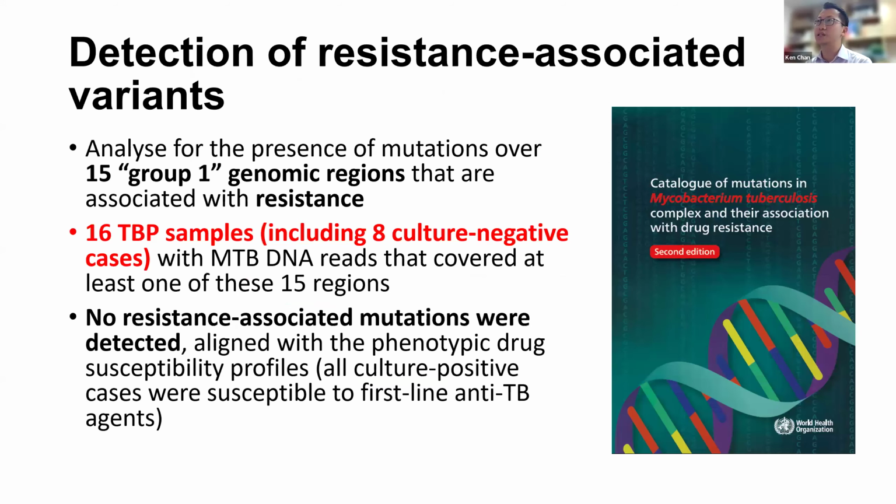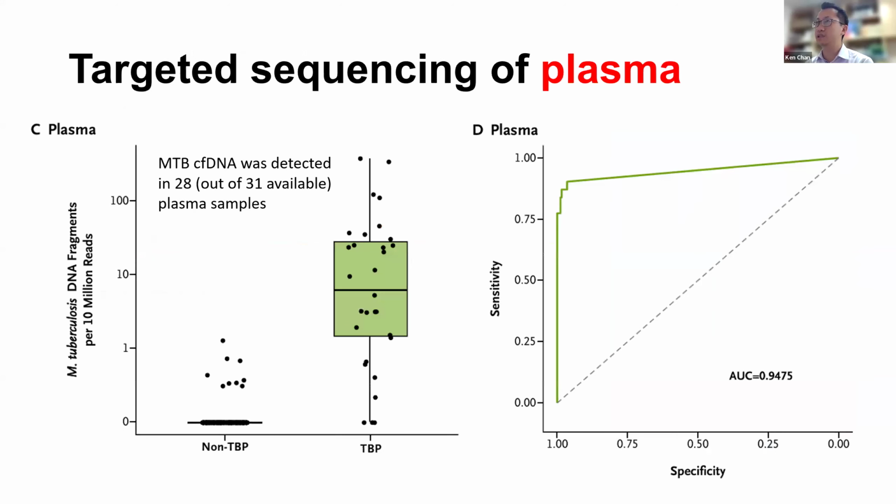The second utility is that it can potentially detect resistance-associated variants. We included 16 TBP samples with MTB DNA reads that cover at least one of the gene targets or gene regions containing the drug resistance mutations as advised by the WHO. And we could not find any resistance-associated mutation. However, this finding is limited by the small number of samples, and we don't have any drug-resistant case in the cohort at the moment.